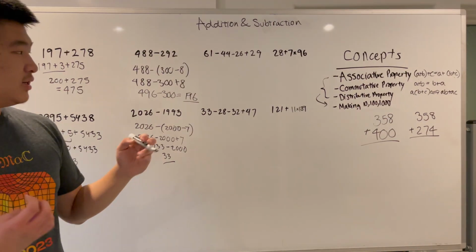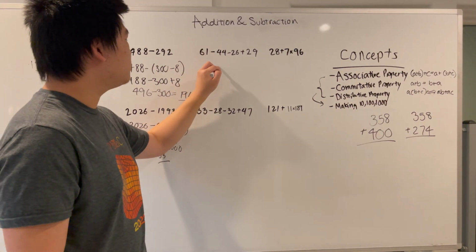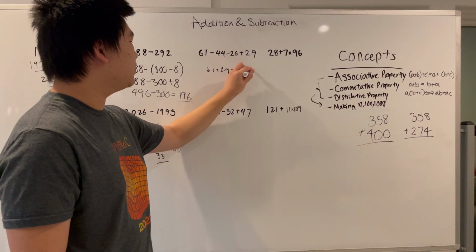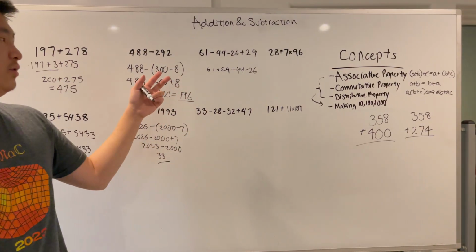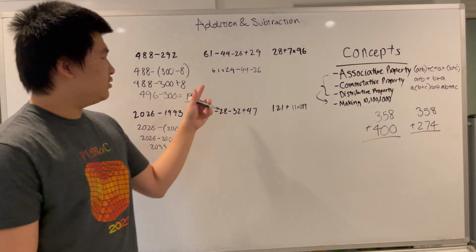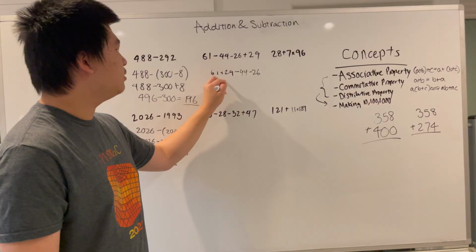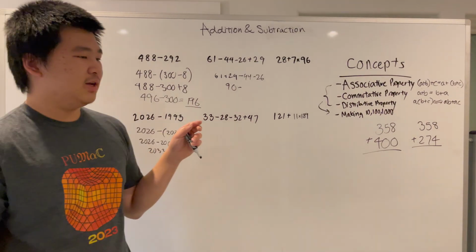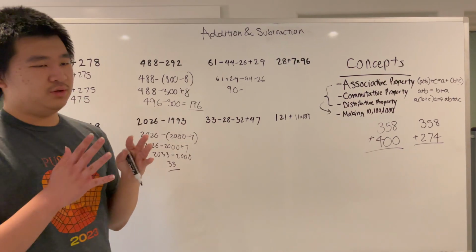So we're going to rewrite this as 61 plus 29 minus 44 minus 26. In your head, you don't really have to do this, but just know what you're adding and subtracting. So just keep your signs straight. So 61 plus 29 is 90. Minus 44 minus 26, we can just think of as subtracting those two numbers added together.